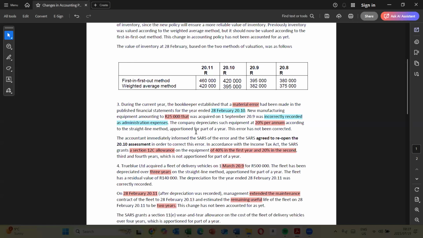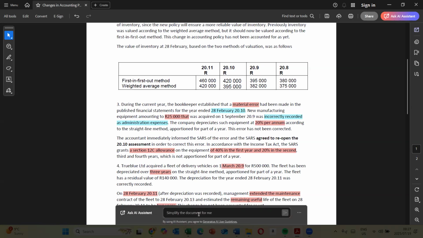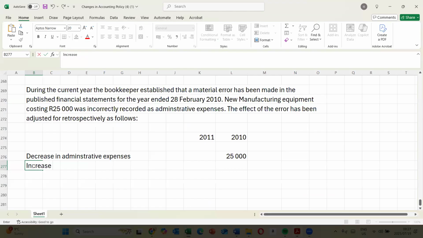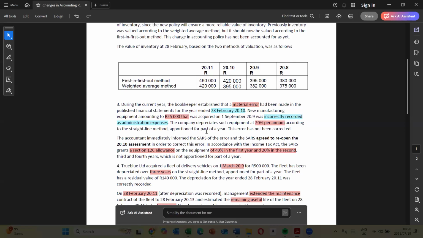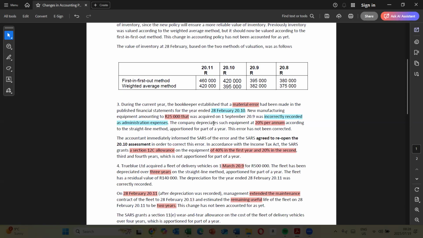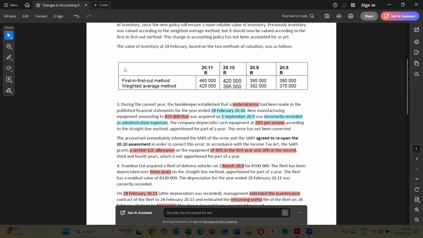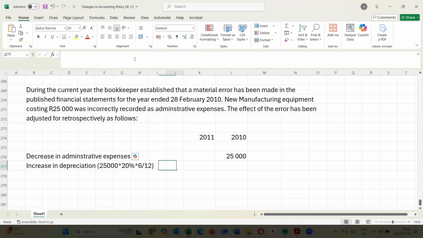And then what else do you have? Now, you did not account for depreciation in 2011. So you're supposed to account for depreciation in 2011. So it means you also have an increase in depreciation. How was your depreciation supposed to be? Remember, you are supposed to depreciate this equipment at 20% straight line. When was the asset bought? Do you see, 1st of September 2009. So you have September, October, November, December, January, February. So that's 6 months, so times 6 out of 12. This is the depreciation you should have accounted for in 2010. So you have 25,000 times 20% times 6 out of 12, which gives you 2,500.